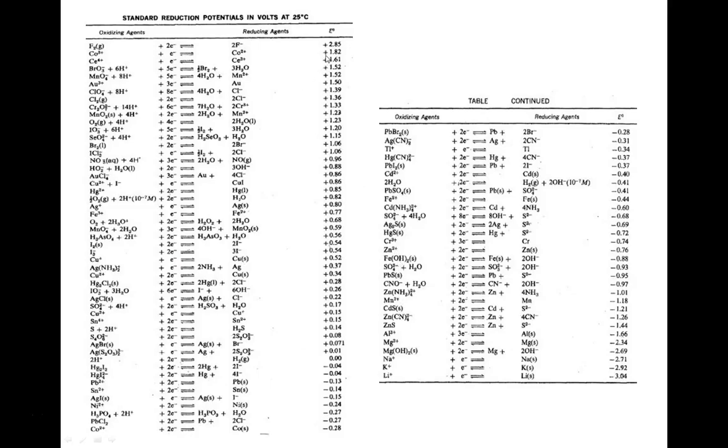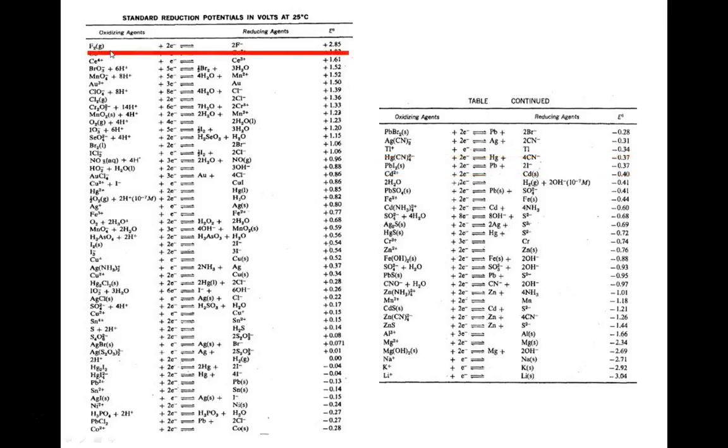Now, the positive voltage means that the reaction as written from left to right is spontaneous. But down here, when you get to the negative voltage, it means as written from left to right is not spontaneous. However, the reverse reaction, because it's an equilibrium, will be spontaneous, and the signs for E here now will be positive.